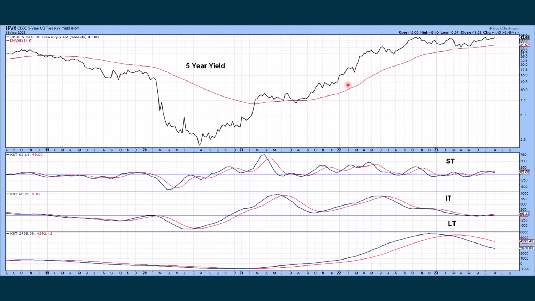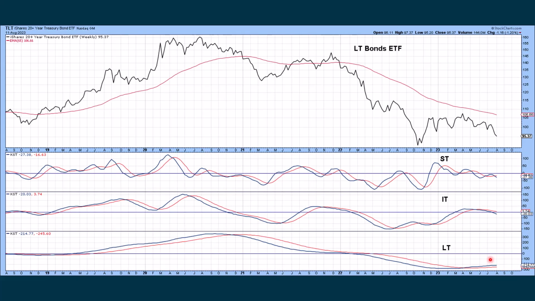Then we look at another study of the 5-year yield on a weekly chart, showing that we're above the moving average. Short term, we're starting to go negative. Intermediate term, we're positive. And long term, we are seeing things more negative. Then we look at the long bond based on price, showing that it is in a downtrend. Short term, we're in a downtrend. Intermediate term, downtrend. Long term, we're still in an uptrend when measured by the KST.